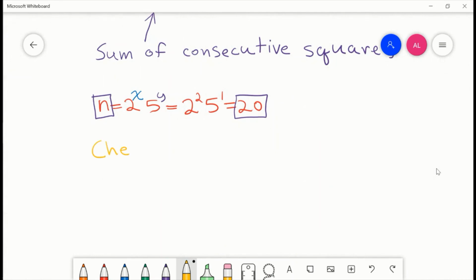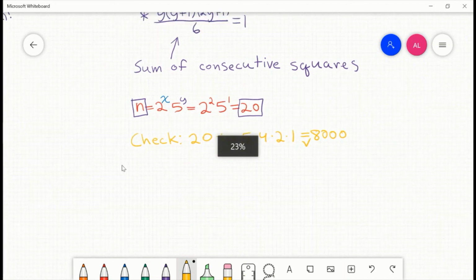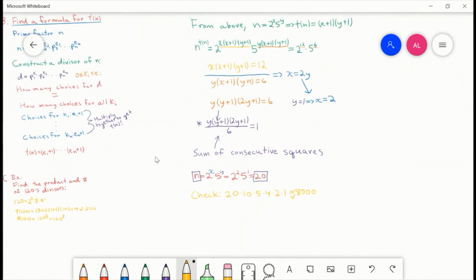Now we can do a quick check, just to make sure we didn't do anything wrong. 20 times 10 times 5 times 4 times 2 times 1, right? All of the divisors multiplied, is indeed equal to 8,000. So we are good there, and we have solved this PUMaC problem and learned quite a bit in the process too.